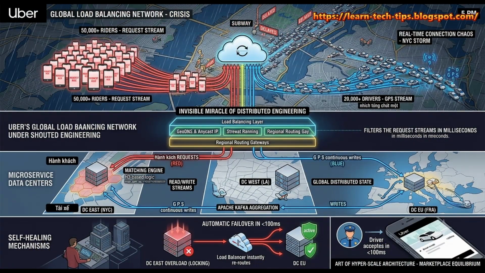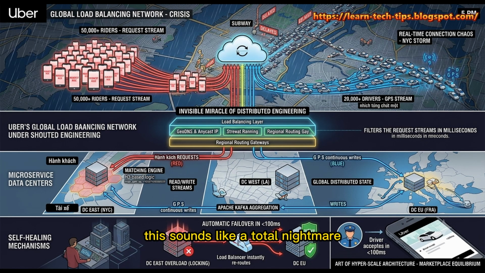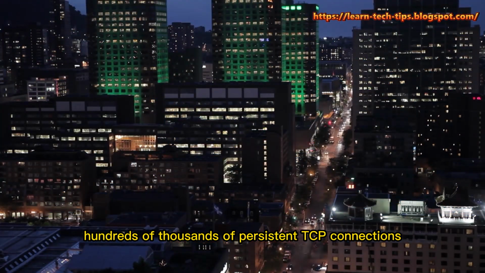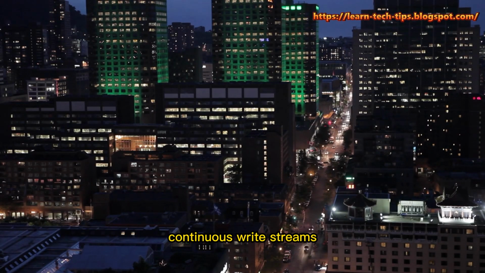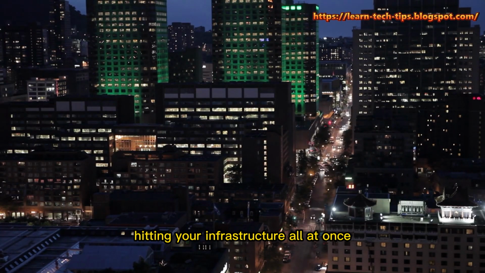Request ride. At the exact same moment, 20,000 drivers are navigating treacherous city streets. Their phones pinging the cloud with precise GPS coordinates every 4 seconds. To a regular software developer, this sounds like a total nightmare. Hundreds of thousands of persistent TCP connections, continuous write streams, and complex spatial calculations, hitting your infrastructure all at once.